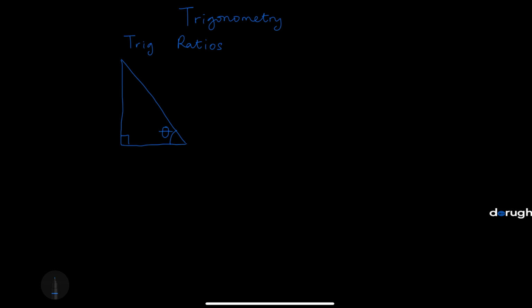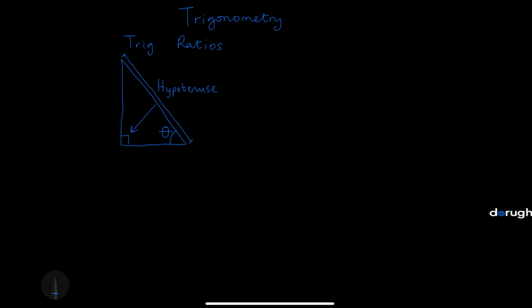Okay, so we're going to define each of the sides of this triangle now. First of all, we have the longest side of the triangle, which is from here to here. This side is called the hypotenuse. It is the longest side and it is the side that faces the right angle all the time.